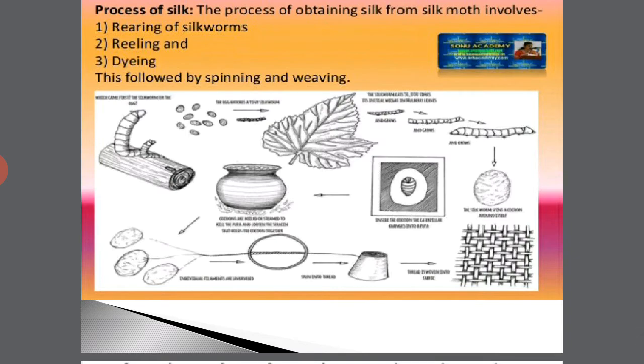Processing of silk. The process of obtaining silk from the silk moth involves rearing of silkworms, reeling and dyeing. This is followed by spinning and weaving. You can see in the pictures also.